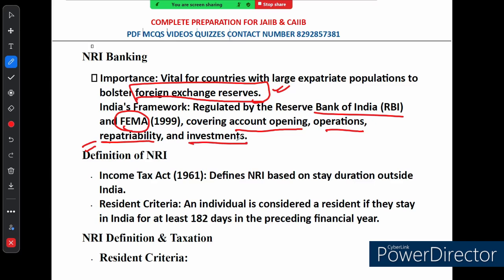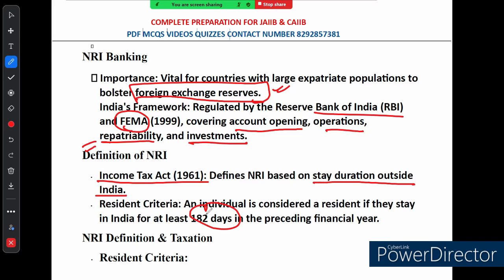Now the next question is, what is an NRI? So now let's understand who exactly qualifies as an NRI. According to the Income Tax Act of 1961, an NRI is defined based on how long they stay outside India. If someone lives outside India for more than 182 days during a financial year, they are considered a non-resident Indian.